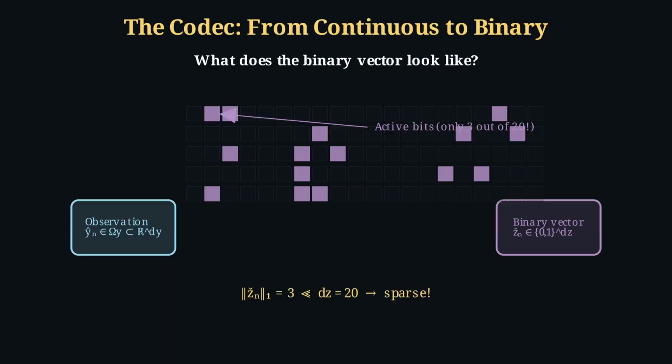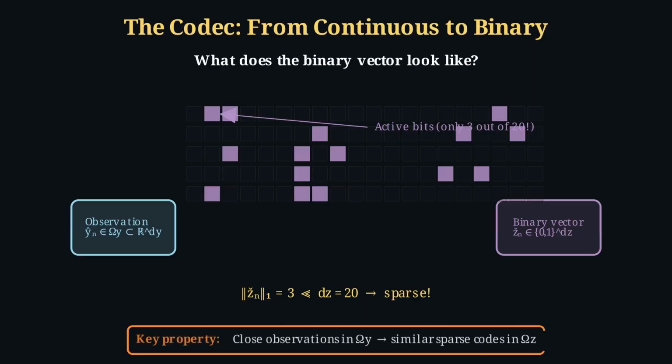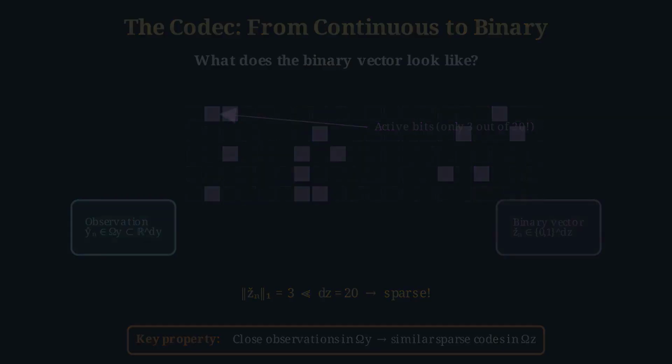In this example, only 3 out of 20 bits are active, so the L1 norm is 3, much less than dz. Why does sparsity matter? Because close observations in the continuous space map to similar, sparse codes in the binary space. This means the codec preserves the geometric structure of the original data while enabling efficient discrete computation. The encoding function assigns each observation to the nearest cluster center in the partition of omega y, a form of vector quantization adapted for Bayesian inference.